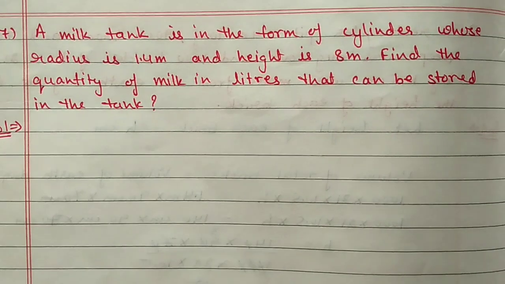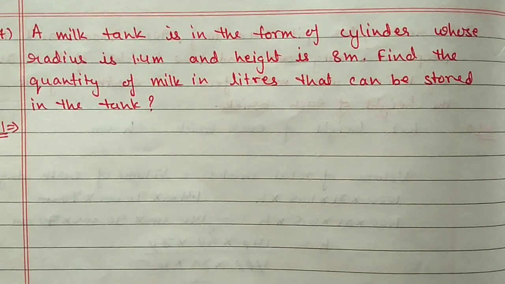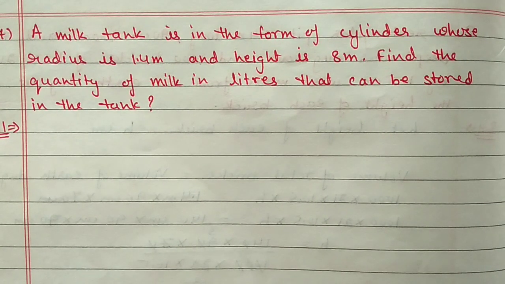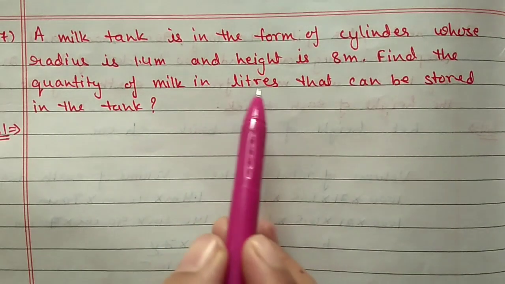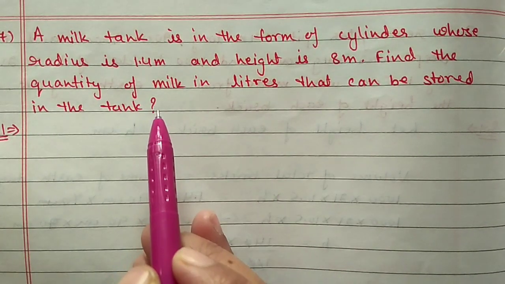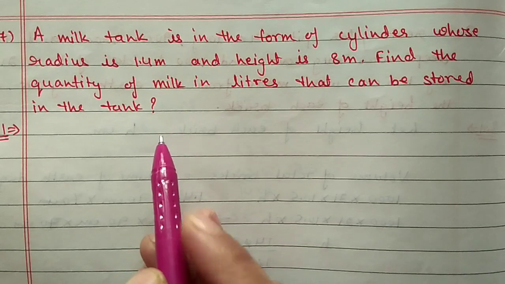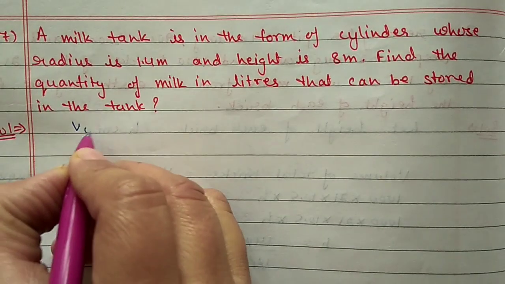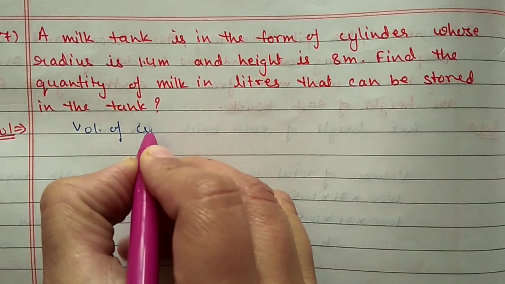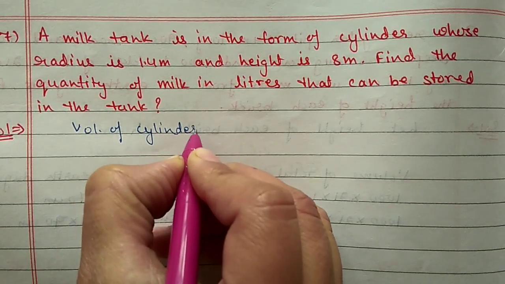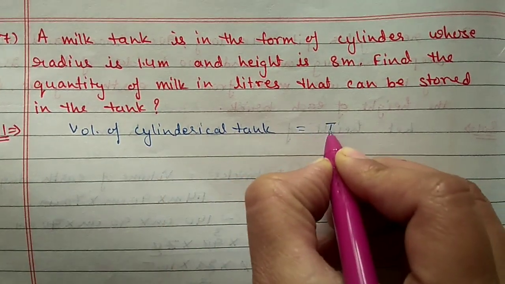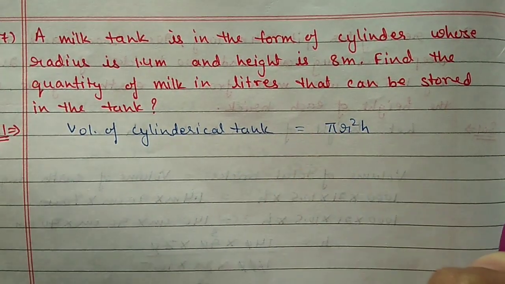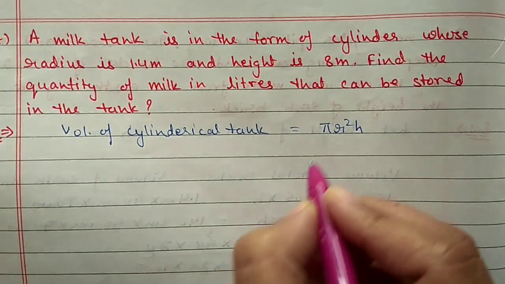Next question number 7. A milk tank is in the form of a cylinder whose radius is 1.4 meter, height is 8 meter. Find the quantity of milk in liter that can be stored in the tank. So quantity of milk we have to find out. It means first we have to find out the volume of this cylindrical tank. So volume of cylindrical tank is equal to pi r square h. This is the formula to find out the volume of a cylinder.